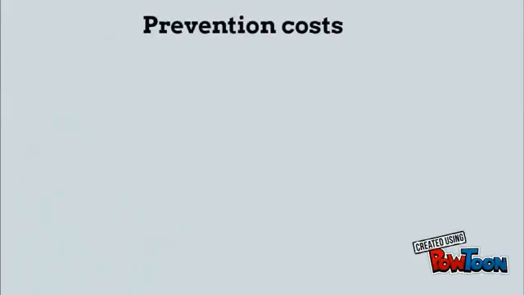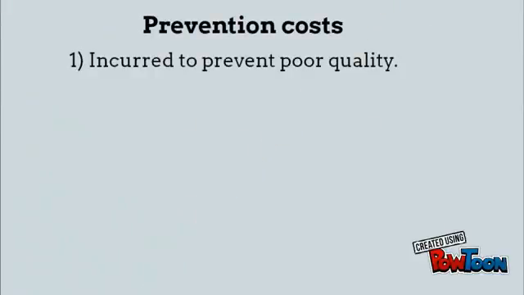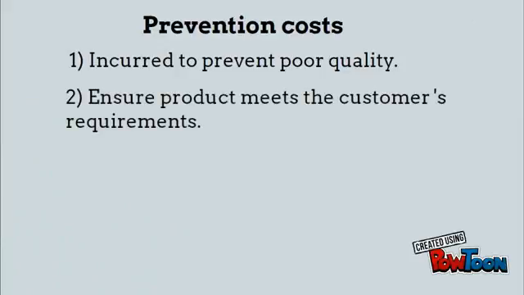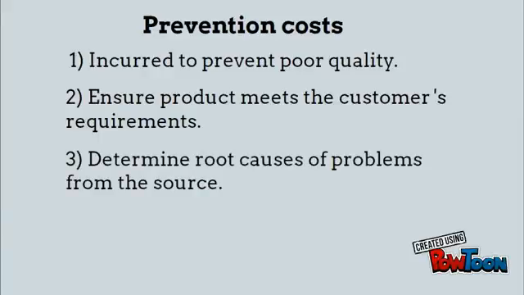Prevention costs are the costs incurred by a company in order to prevent poor quality in products or services. Prevention costs are designed to ensure that the product meets the customer's requirements and also to determine the root causes of problems so they can be eliminated at the source in order to stop any future reoccurrences.